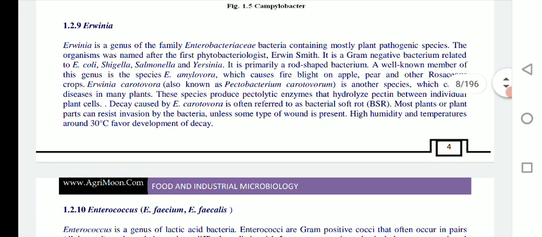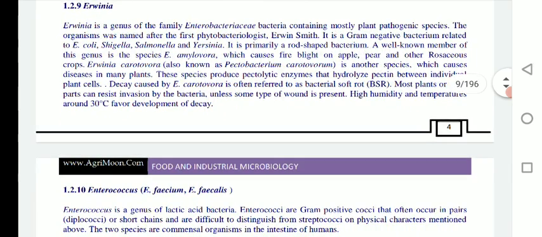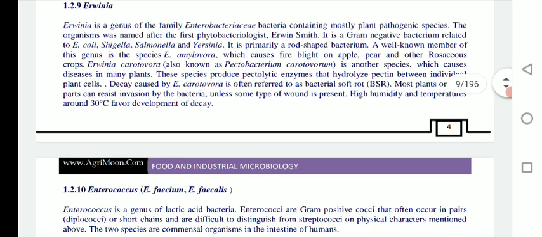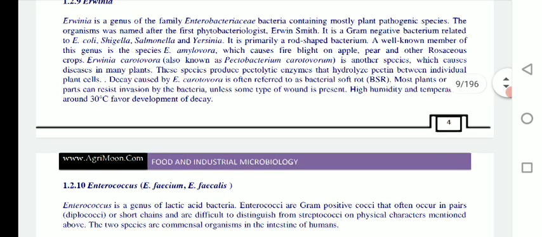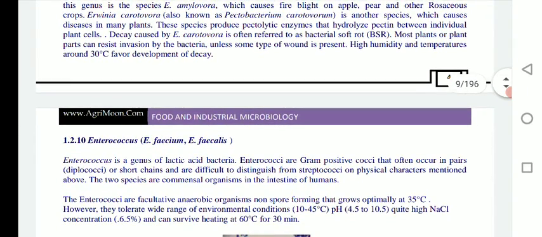It is primarily a rod-shaped bacterium. A well-known member of this genus is the species Erwinia amylovora, which causes fire blight on apple and pear and other rosaceous crops. Erwinia carotovora, also known as Pectobacterium carotovorum, is another species. It causes diseases in many plants, and this species produces pectolytic enzymes that hydrolyze pectin between individual plant cells.